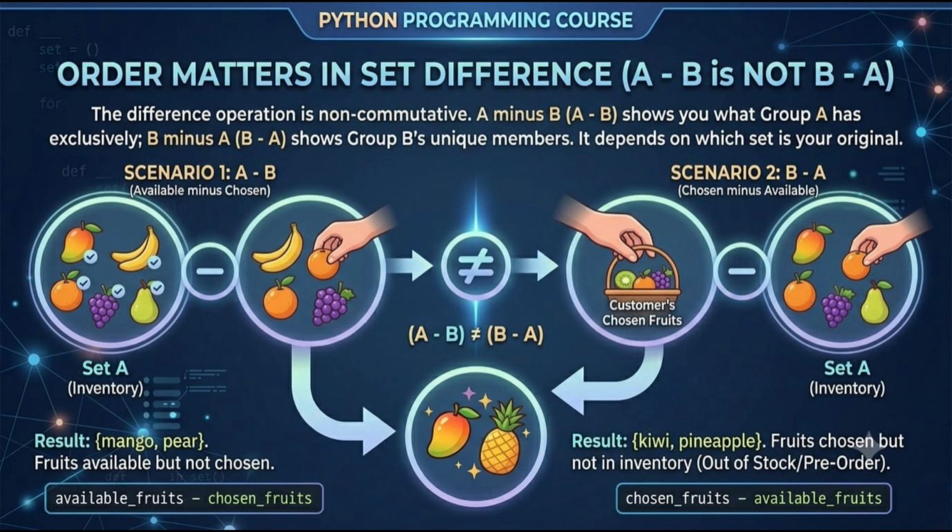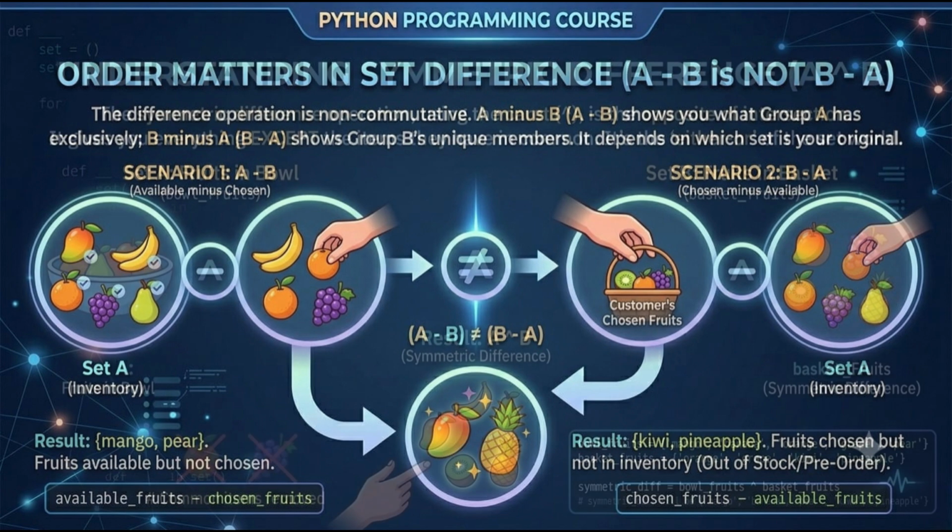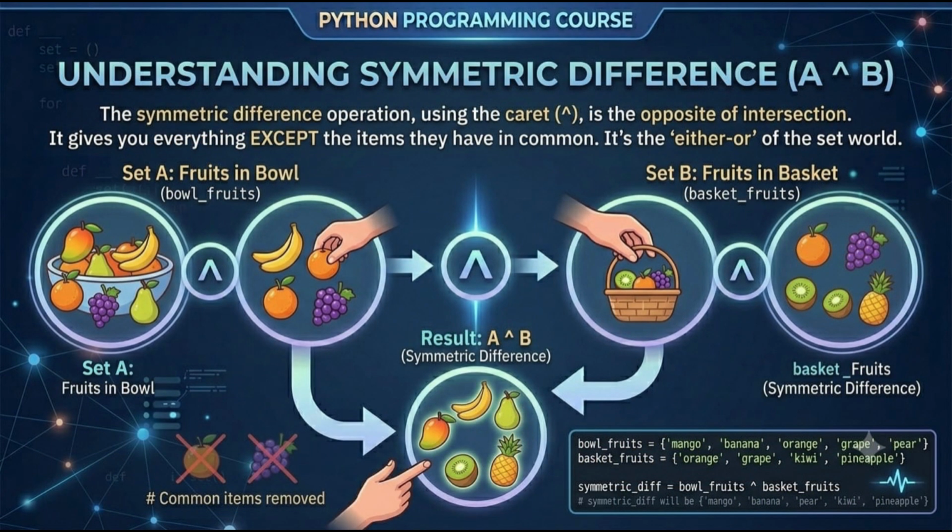Keep in mind, order matters here. A minus B is very different from B minus A. One shows you what group A has exclusively, the other shows group B's unique members. Symmetric difference, using the caret, is the opposite of intersection. It gives you everything except the items they have in common. It's the either-or of the set world.